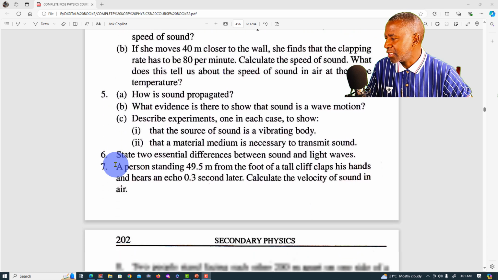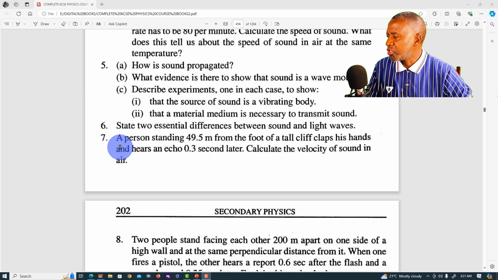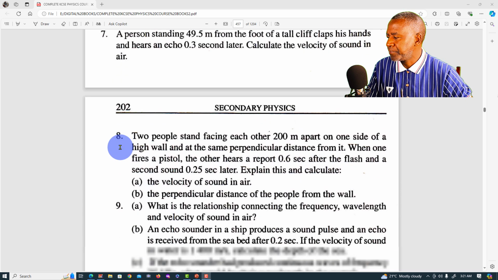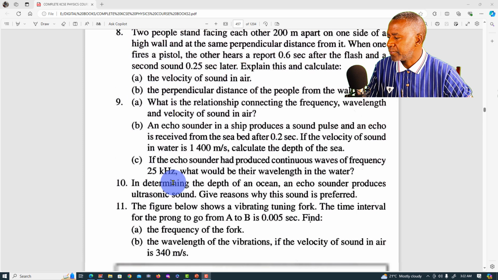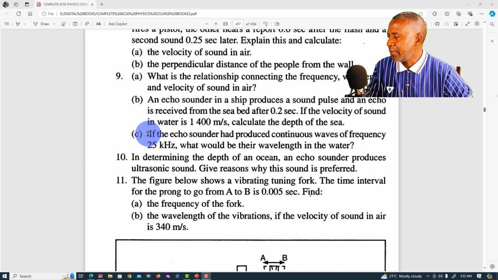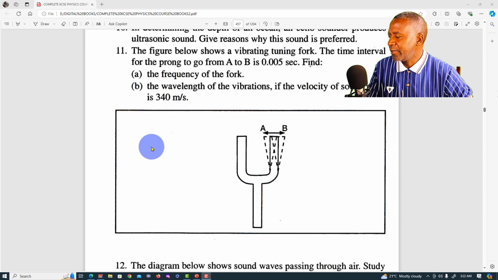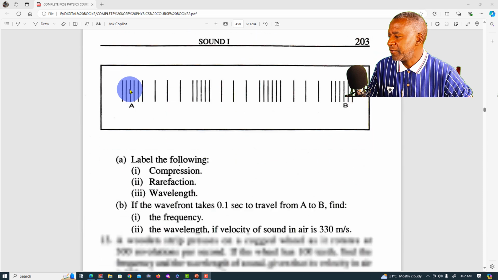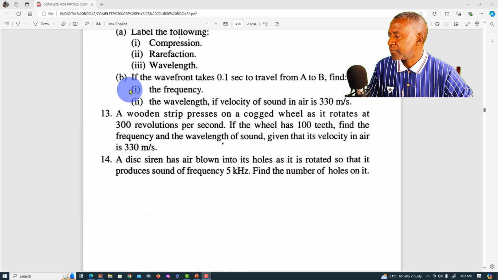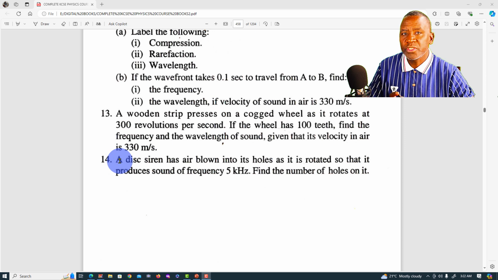Let's look at the next question. Question 7. Question 8. Question 9. Question 11. Question 12. Question 13 and question 14. You can use those questions to practice.